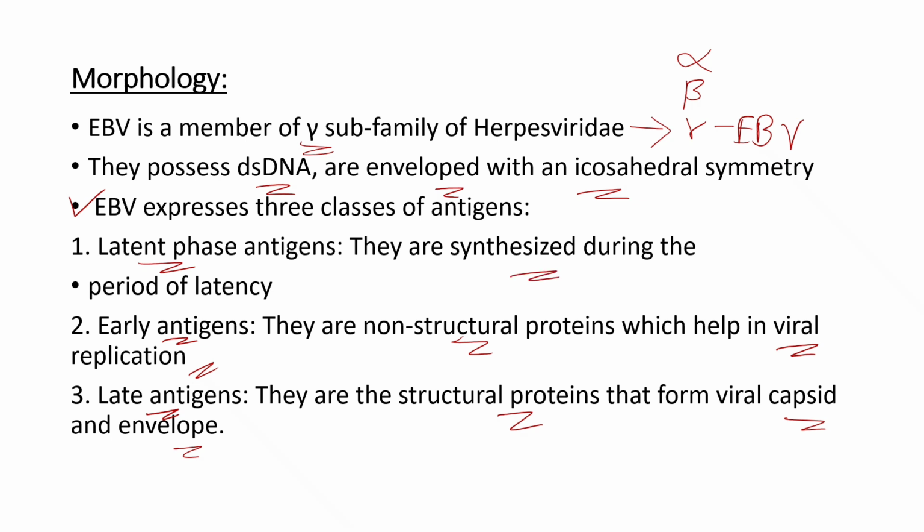So all these herpes viruses have a special characteristic feature of undergoing latency. Initially they will cause primary infection in the host, then they will undergo latency for some period of time, maybe up to months to years, and again during certain stimuli they will reactivate, causing recurrent infection. So in Epstein-Barr virus, these latent phase antigens are synthesized in the B lymphocytes after primary infection during the period of latency, and it results in further complication.